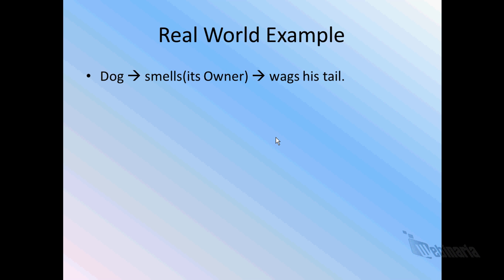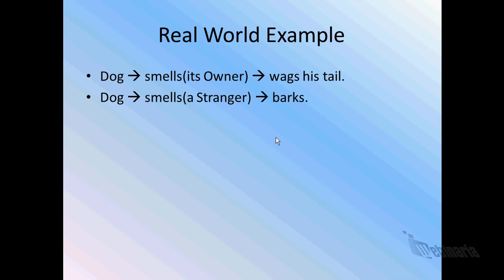Let me give you a real world example of polymorphism. Suppose we have a pet dog. When it smells its owner, it is going to wag its tail. Obviously we know that dogs like their owners. So when it smells its owner, it is only going to wag its tail, it is not going to do anything else. When the same dog smells a stranger, it is going to bark. Obviously when dogs see or smell strangers, they are definitely going to bark.